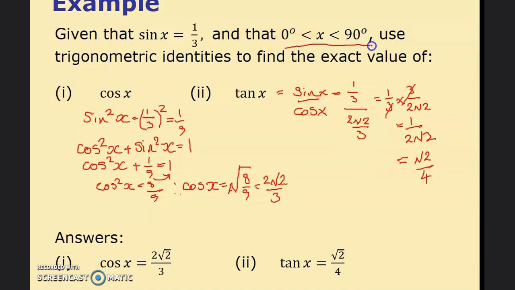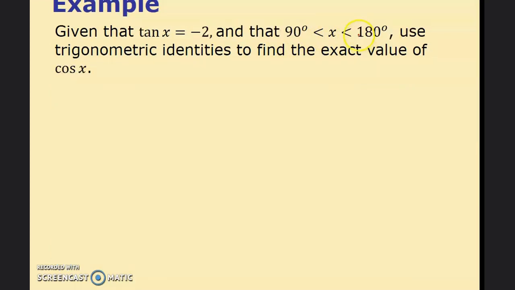Now, you'll remember we talked about the CAST diagram the other day. The CAST diagram wasn't needed here because it says that the answers are between 0 and 90. If I get answers which are not in that interval, I need to be a bit more careful. Given that tan x is minus 2, here is an example where the numbers can be different. It says x is not between 0 and 90, in fact it's between 90 and 180.